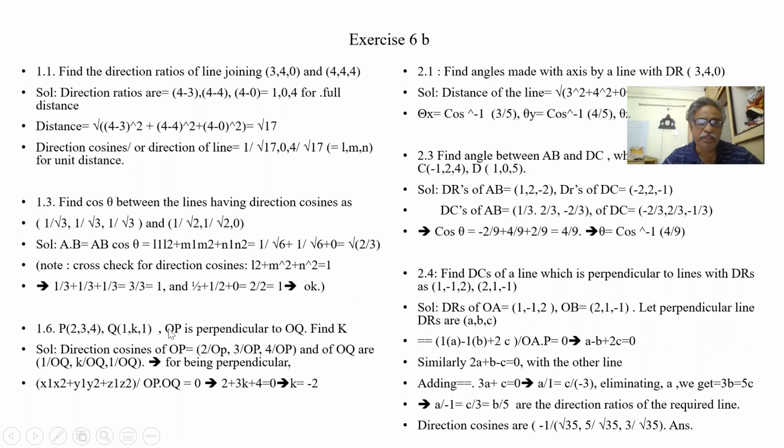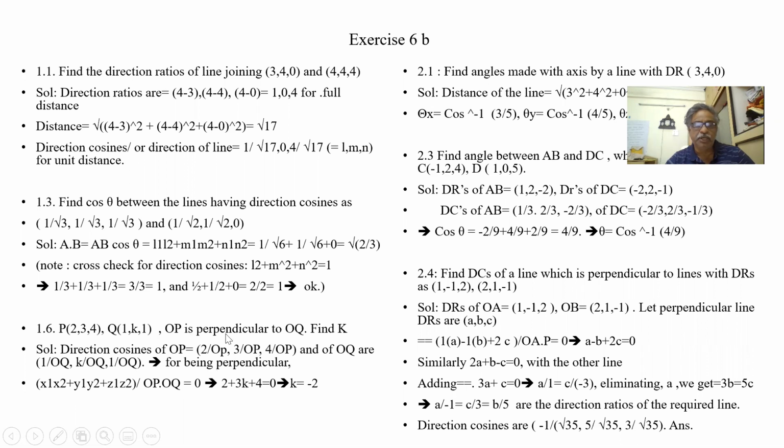2 points are given. OP is perpendicular to OQ. So what is OP? Direction ratios are 2, 3, 4. What are the direction cosines of OP? 2 by square root of 2 square plus 3 square plus 4 square. Let it be say OP. 2 by OP, 3 by OP, 4 by OP. These are the direction cosines. Cosines means cos alpha, cos beta, cos gamma. Similarly, 1 by OQ, k by OQ, 1 by OQ.